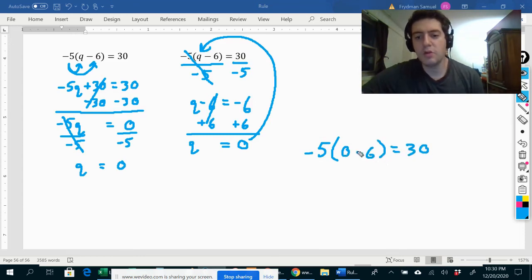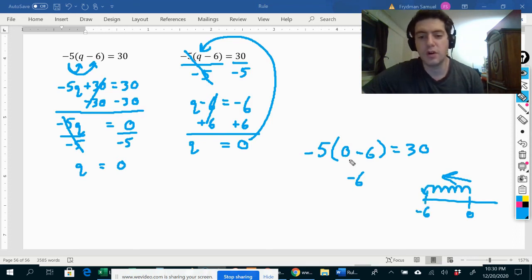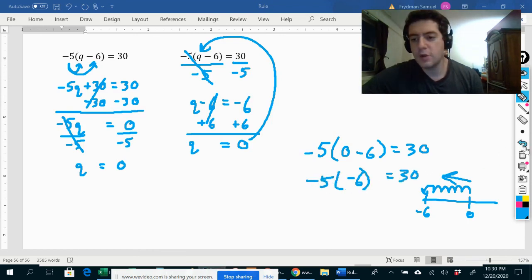Well, 0 minus 6 is -6. Think about a number line. If I start at 0 and then I subtract 6, meaning I go to the left 6 spaces, 1, 2, 3, 4, 5, 6, I would end up at -6, right? So that wasn't so hard. 0 minus 6 is -6. So I have -5 times -6 equals 30.